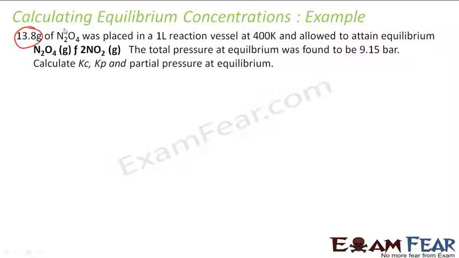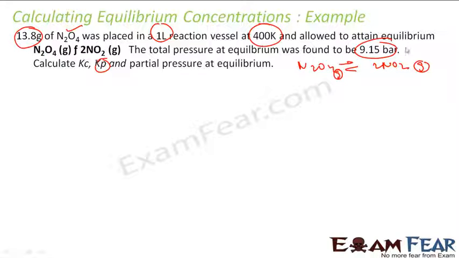13.8 gram of N2O4 was placed in 1 liter reaction vessel at 400 Kelvin and allowed to attain equilibrium. The reaction is N2O4 is in equilibrium with 2NO2. All are gas. The total equilibrium pressure was found to be 9.15 bar. We have to find Kc and Kp. Since pressure is given in bar and also to find Kp, so let's find everything in the Kp terms, bar terms.